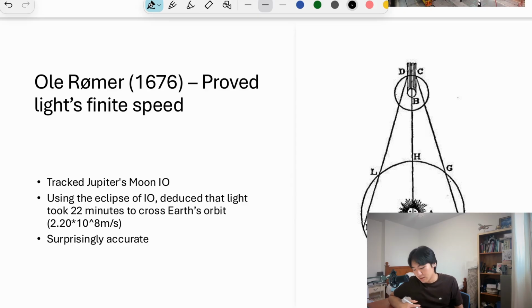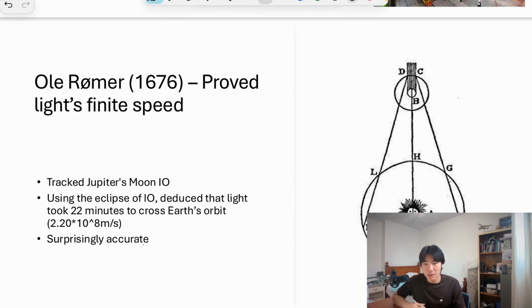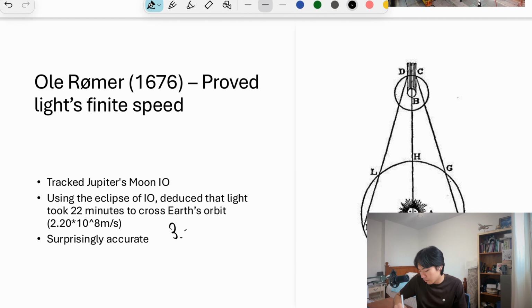And he calculated that this should be around 2.2 times 10 to the power of 8 meters per second, right? And this is surprisingly accurate. It's maybe 30-40% different to our actual speed, which is around 3.0 times 10 to the power of 8 meters per second. So surprisingly accurate, and he proved that, okay, light has a finite speed, right?